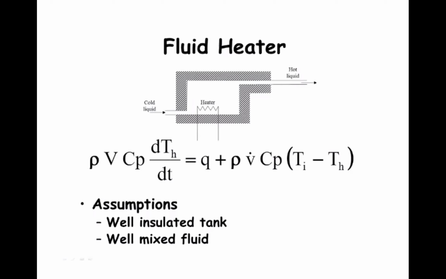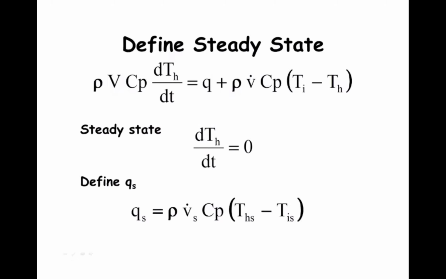On the right-hand side of the equation, we have Q as the heat input going into the fluid heater, which is the controlled input. The second term includes rho, the fluid density, V dot, which is the flow rate of the fluid heater, Cp is specific heat, and Ti is the inlet fluid temperature, and Th is the outlet fluid temperature at time t. The reasons we will clear later.